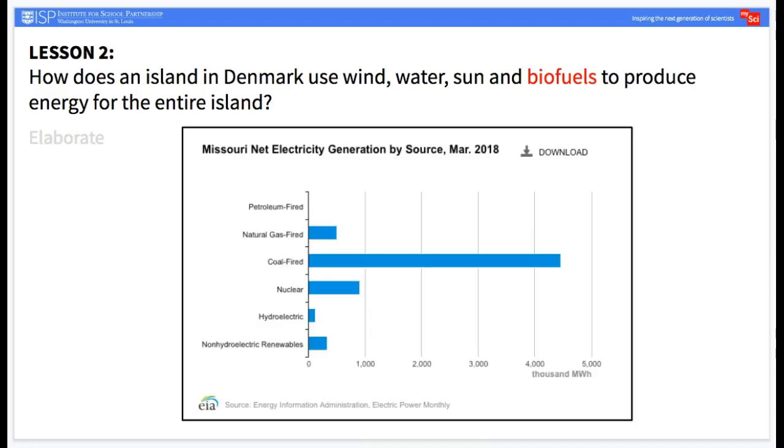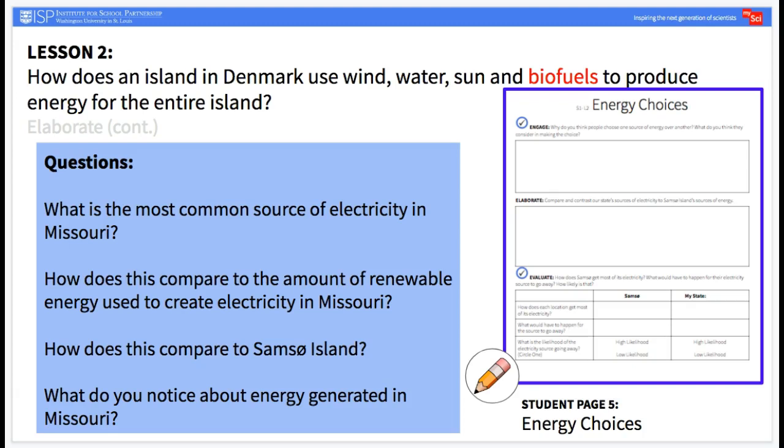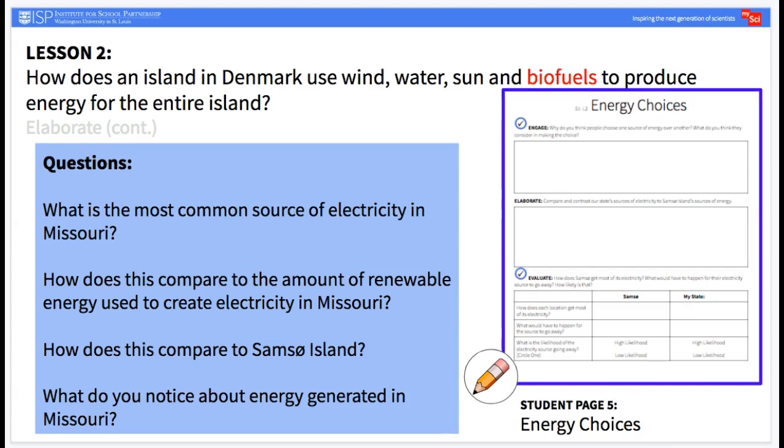In the Elaborate portion of this lesson, students will analyze graphical data of Missouri electricity generation by energy source. They will use this data to determine that the main source of energy in Missouri comes from fossil fuels, a non-renewable resource. They will determine how this compares to the amount of renewable energy generated in Missouri. Additionally, they will compare Missouri's energy sources to Samsu.